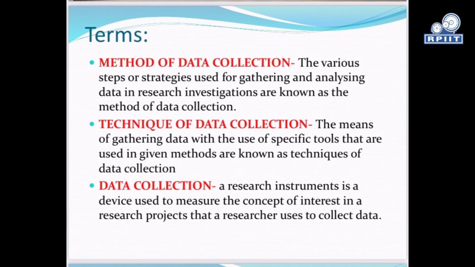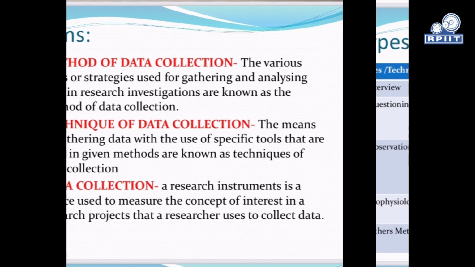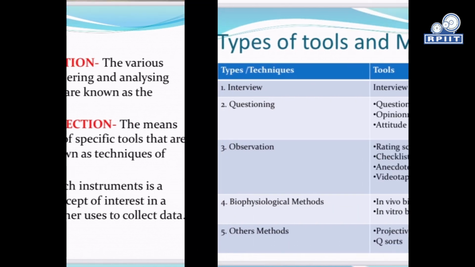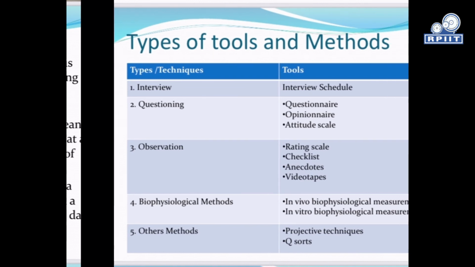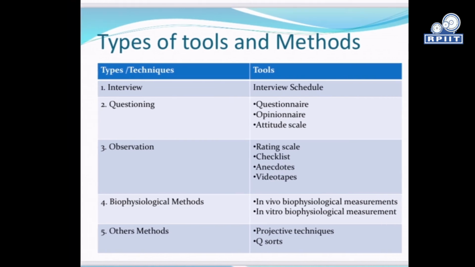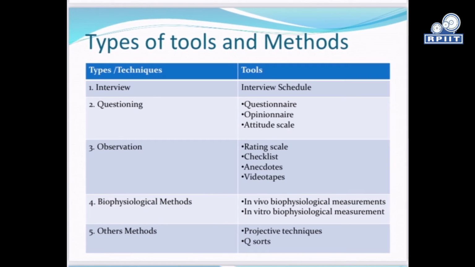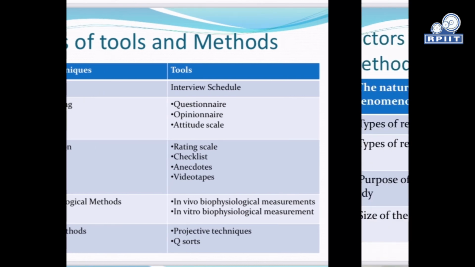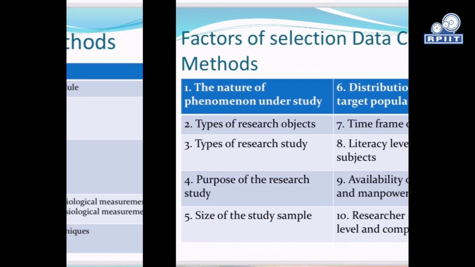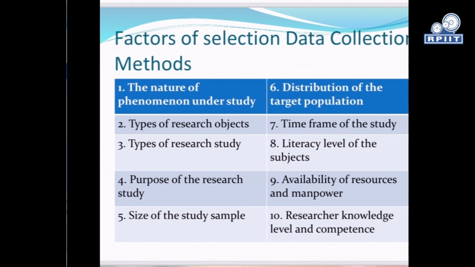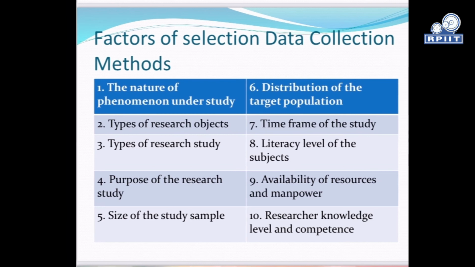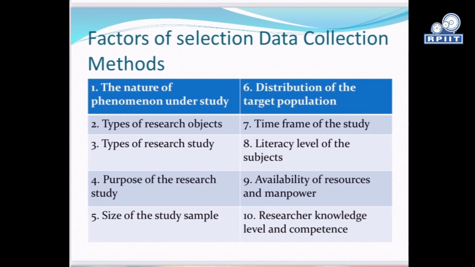Next, fifth, size of the study sample. When a study is conducted on a small group, interviews or direct observation may be possible. While these methods can be tried for large groups, for a large sample, questionnaires can be a better and more preferable method of data collection. Next is distribution of the target population. If the target population is spread over a large geographical area, it will not be possible to carry out interviews or observation, and therefore a questionnaire may be a better option in that situation.